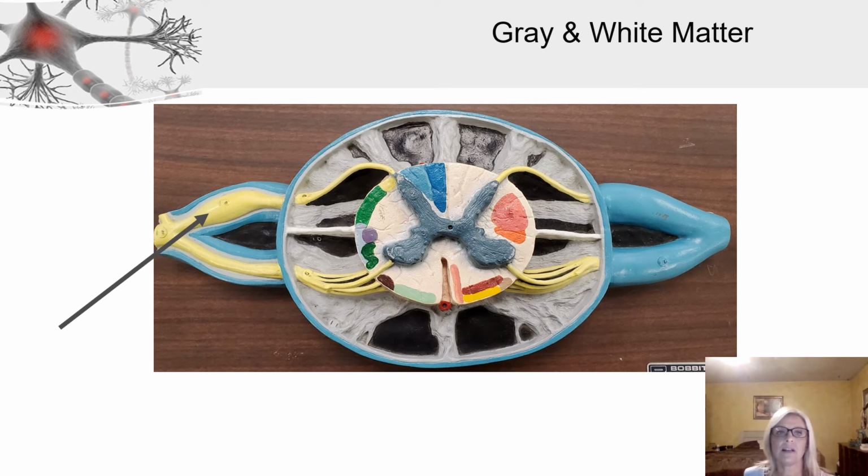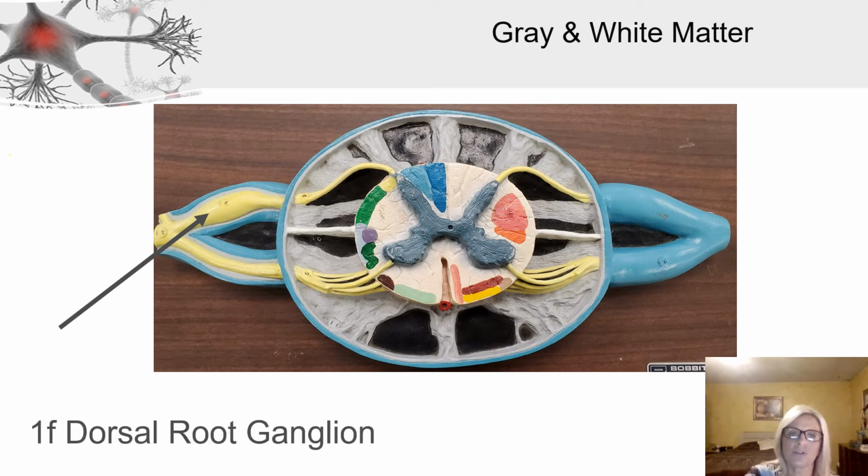Here we have a ganglion, which is a cluster or a gang of cells. And so we're looking at this portion over here on the left. This is the dorsal root ganglion. Since this is the dorsal side, that's the dorsal root ganglion or cluster of cells. And then they're going to narrow down to enter in through this dorsal horn.